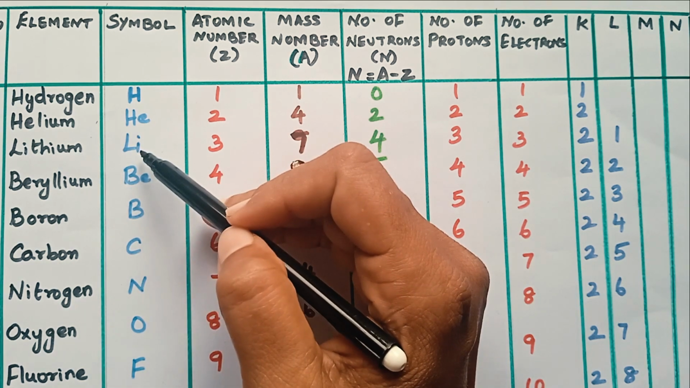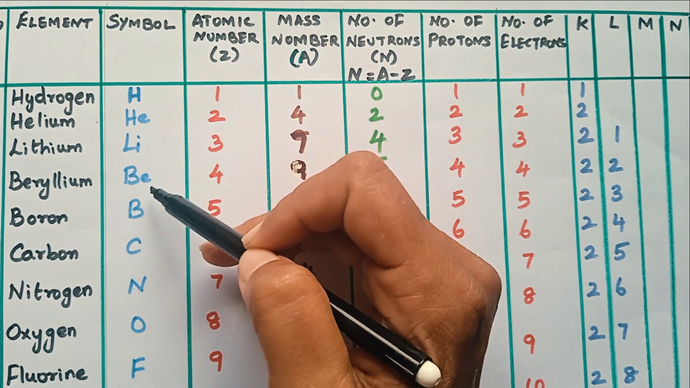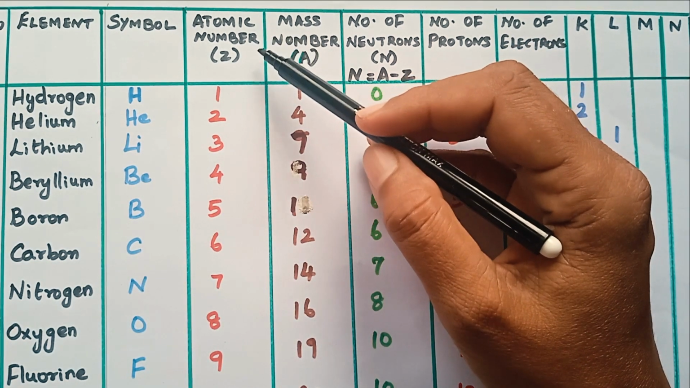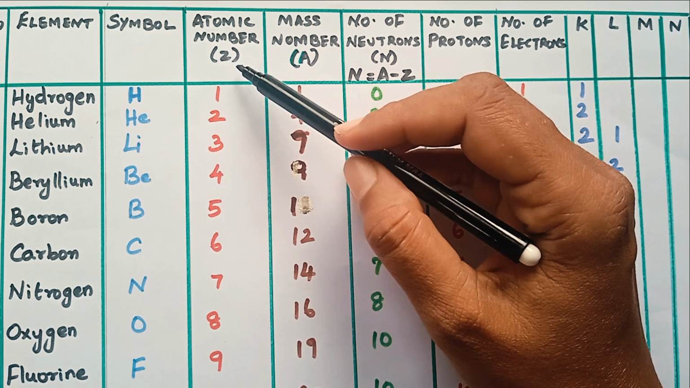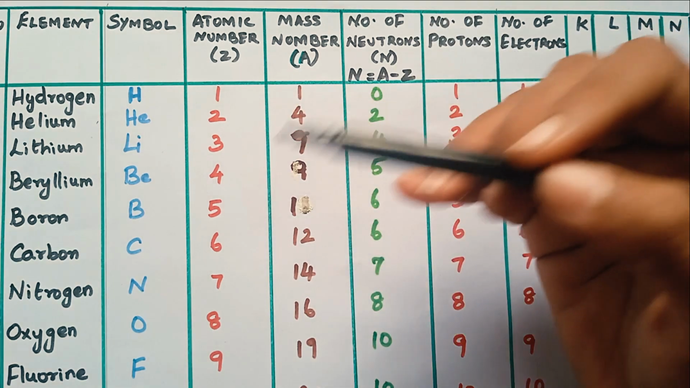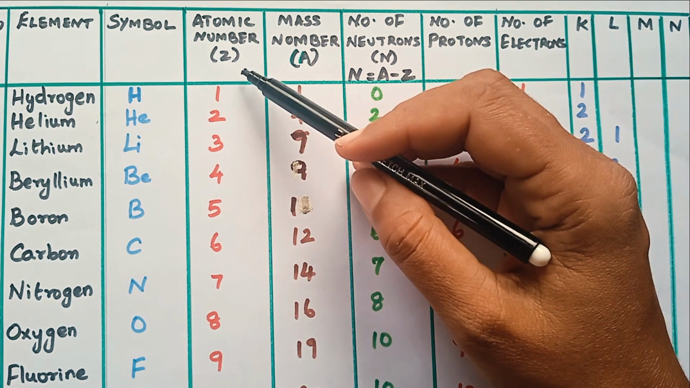Lithium, capital L and small i. Beryllium, capital B and small e. Like that. Okay. The third column is atomic number. It is usually denoted by capital Z. Atomic number is the number of protons present in the nucleus of an atom.